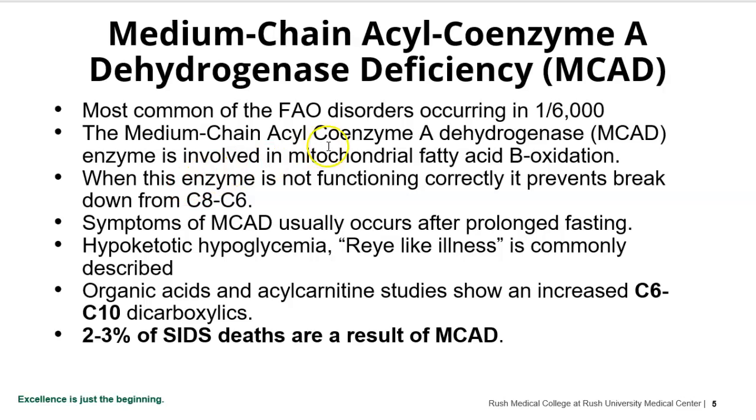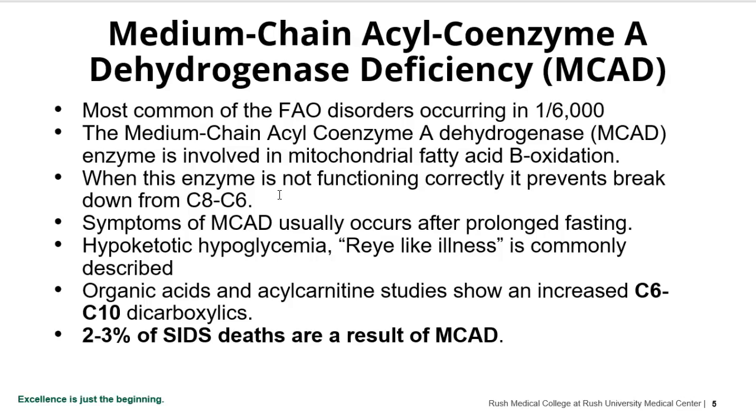Medium chain acyl coenzyme A dehydrogenase, or MCAD, is an enzyme involved in mitochondrial fatty acid beta oxidation, and it's that step in the inner mitochondrial membrane where the C8 is broken down to the C6. So we went from 16 to 14, 14 to 12, and so on, and we've gotten our 2 carbons, so we do get some energy out of this, but when we get to C8, we can't get to C6. So we're not as efficient as we should be.